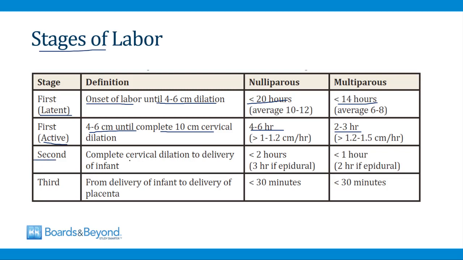The second stage of labor is from complete cervical dilation until delivery of the infant. This stage is only a few hours. In nulliparous women, it can be less than 1 hour in multiparous women. And in women who receive epidural anesthesia, that prolongs the second stage of labor. And then finally, the third stage is the period of time from delivery of the infant to delivery of the placenta. Usually this is less than 30 minutes.